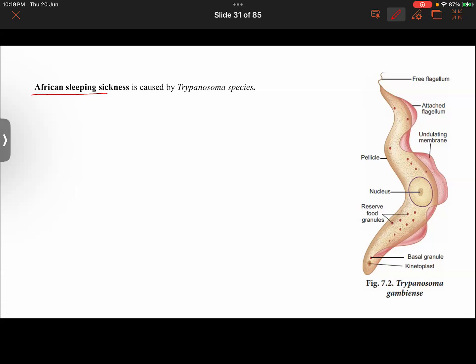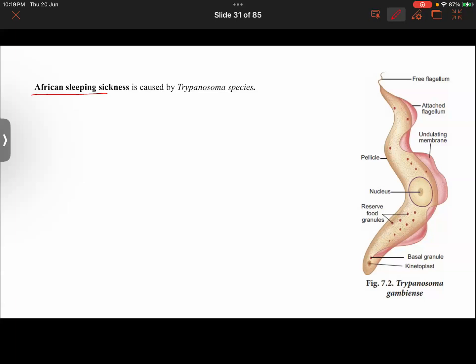See, what basically happens in African sleeping sickness? There's a bacteria called Trypanosoma brucei. Not a bacteria, I mean to say, it's a protozoa. So what will basically happen in this case? The person would be suffering from fever, headache, pain in the joints, and itching.